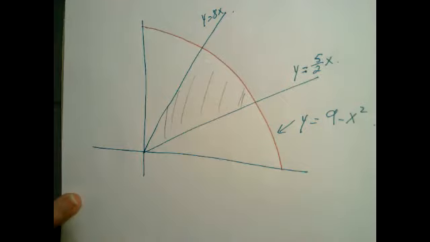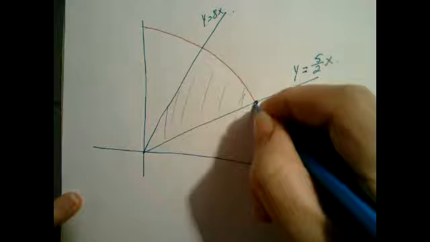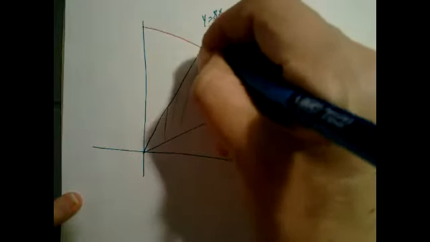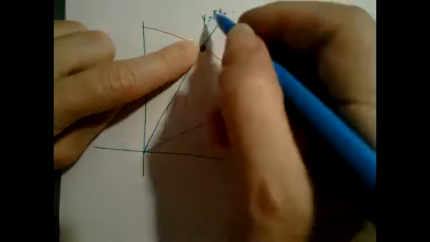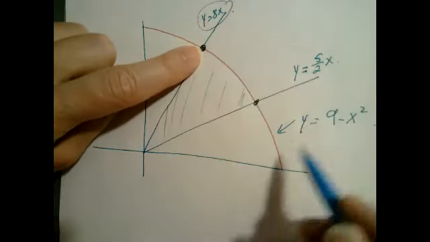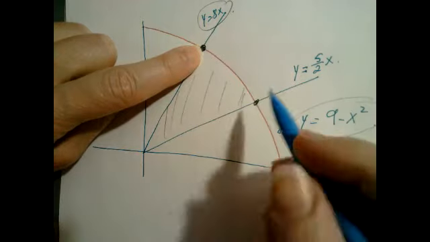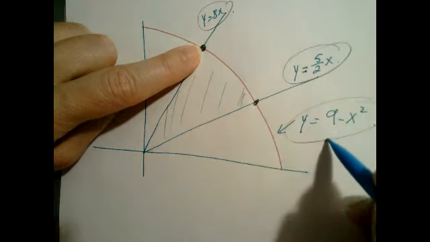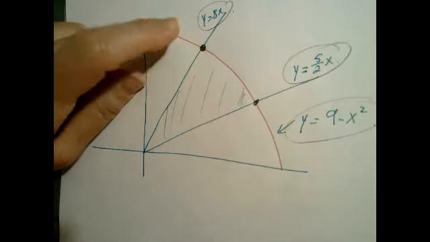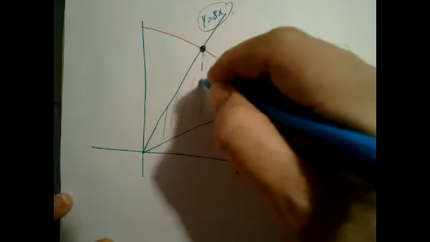Let's see what the problem is. It's exactly the problem I had a minute ago. First, I need to find all those intersection points. And those intersection points are not hard to find. For this one, you set y equals 8x equal to y equals 9 minus x squared. And for this intersection point, you set y equals 5/2 x equal to 9 minus x squared. And you find the two intersections. But now look what the problem is.